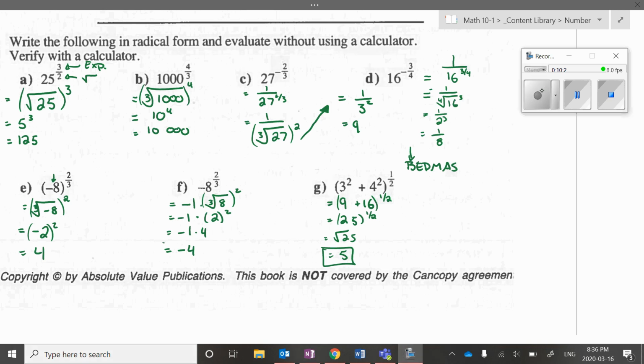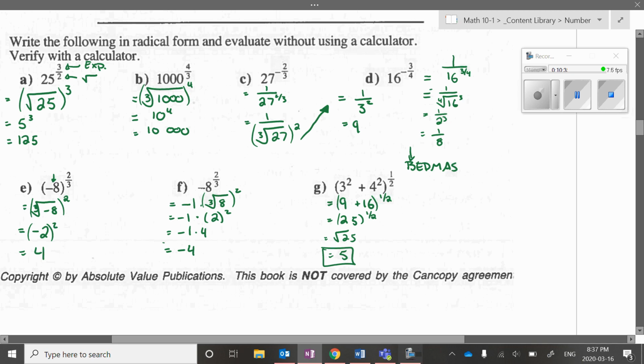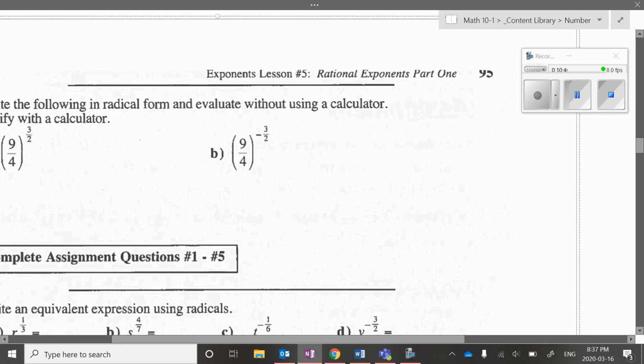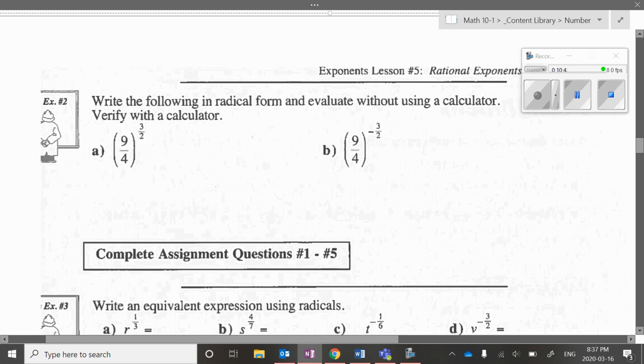Okay, so looking at these, check over your answers. Again, if they don't make sense, you're always welcome to contact me and ask questions, but there's all of your solutions for you. Okay, let's turn the page over and let's work on some practice problems.